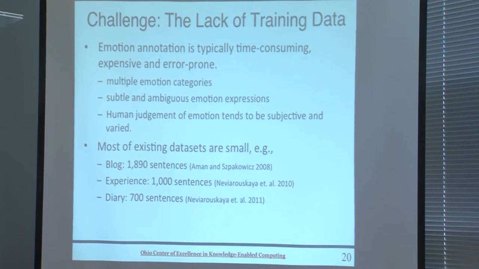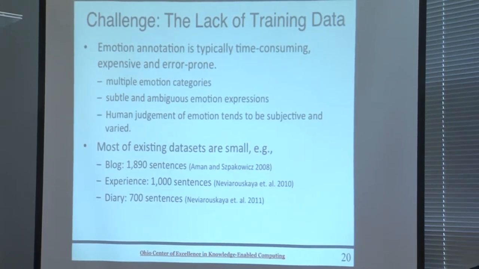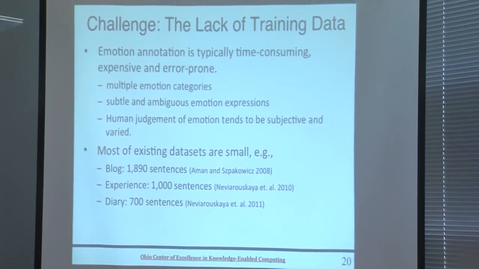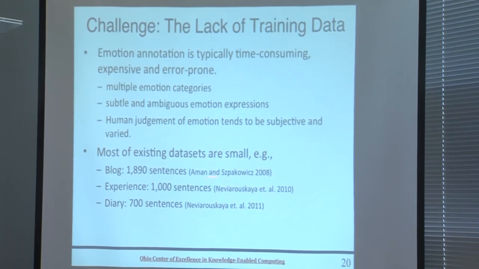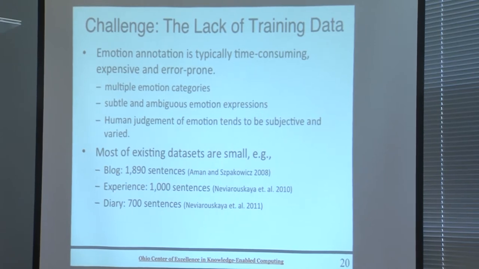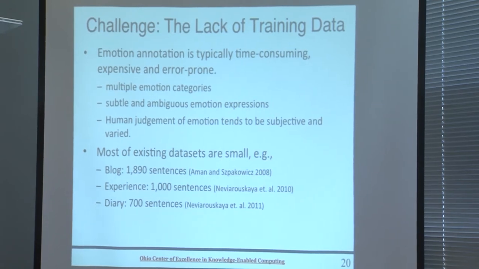A second thing is emotions are subjective. So for the same emotion situation, maybe one person has one emotional response, and the other one has a different one. So that is why it is a little bit tricky. Because of these reasons, most of the existing data sets are relatively small. So you can see for the blog, most of them are just at the level of thousands of labeled sentences. So that is the situation. But however, we really need a large training data.